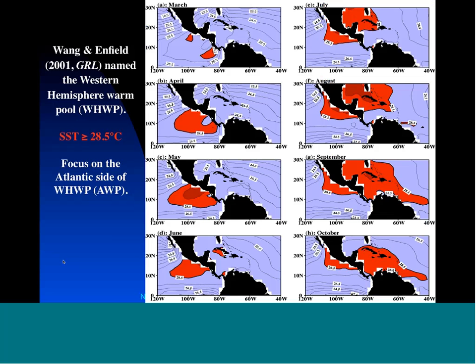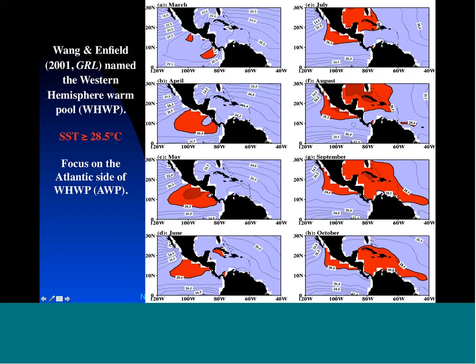In 2001, we published our first paper about the Western Hemisphere warm pool. We defined the warm pool by SST larger than 28.5 degrees C. You see that the warm pool basically has two parts. One is over the East Pacific, starting in March and peaking in May, and in June the East Pacific warm pool decays. At the same time, in June, the Atlantic side warm pool starts to develop, and further develops, and the Atlantic side warm pool peaks in September.